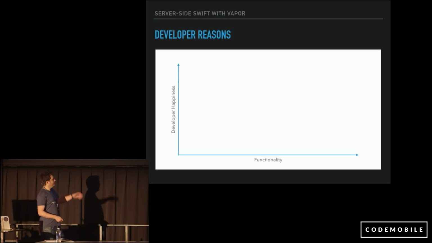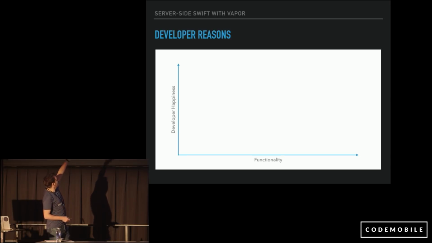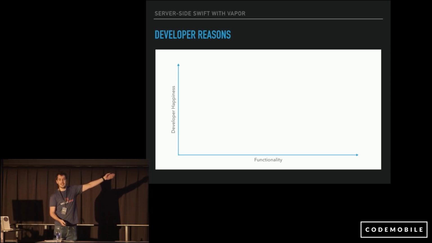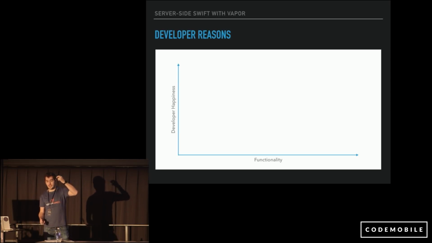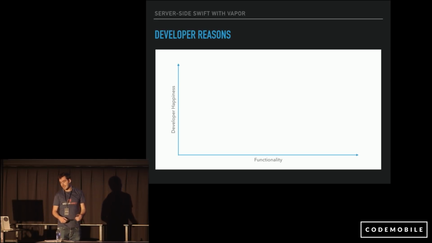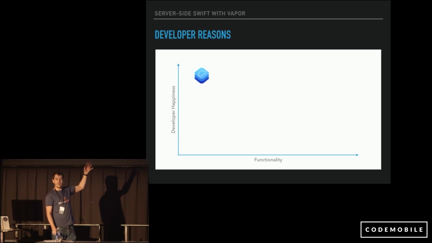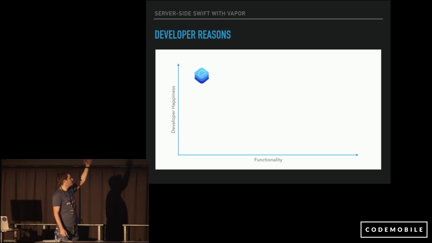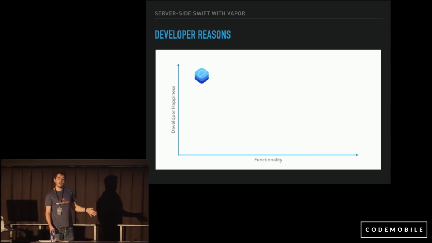So I've borrowed this chart off Tanner, who's one of the founders of Vapor. On the y-axis, you've got developer happiness, and this is how easy it is to get going, how much you enjoy your life, and then functionality down at the bottom. If you're writing a mobile application, you're going to need a backend, because let's face it, every mobile app needs a backend these days. You may start with something like CloudKit, and it's really easy to get going. You can do some stuff really quickly, but you can't really do a lot with it.